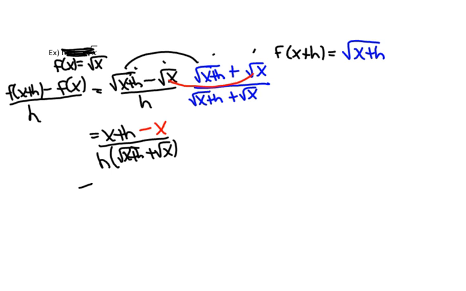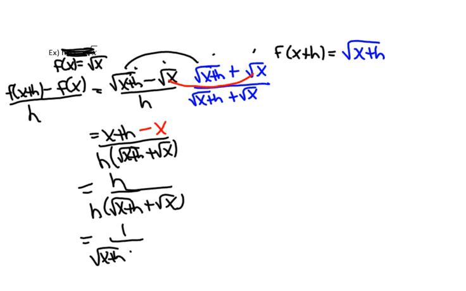Okay, let's simplify the numerator. So that's just h on the top. Rewrite the bottom. Now, notice, I can now divide out a common factor of h from the top and on the bottom. So here I have this. So this is my difference quotient. Let's write it over here.